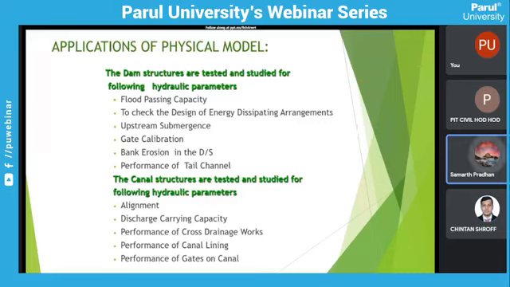Then to check the design of the energy dissipating arrangement. You have already studied this energy dissipating arrangement, the hydraulic jump, whenever water is passing over the dam or barrage. At that time, tremendous energy is there. So we have to dissipate it on the downstream, otherwise it will erode the bed of the river. So we have to first design the energy dissipation arrangement. This is a very crucial part. The design should be such that the jump stays within this arrangement only. That is checked.